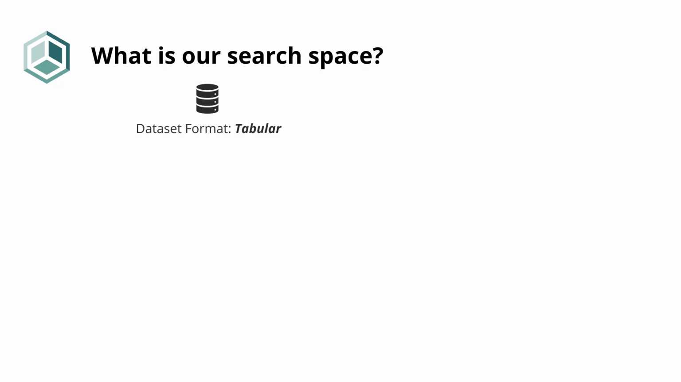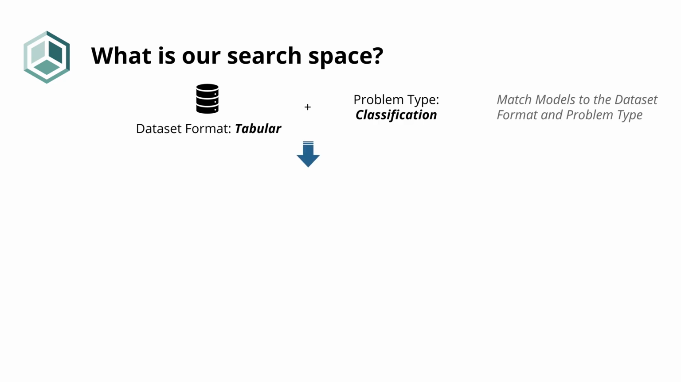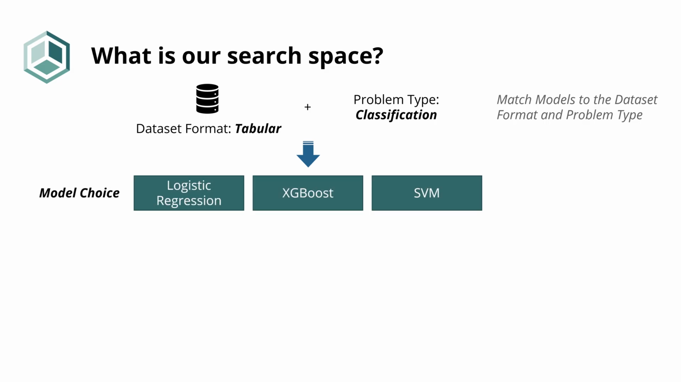Let's say we are given a dataset which contains tabular data. Furthermore, let's say that the problem we are trying to solve is a classification problem. Then what we need to do is to find a subset of all the available models that matches our dataset format and problem type. Let's say that here we come up with 3 model types: logistic regression, XGBoost, which is a type of a boosted decision tree, and the support vector machine.